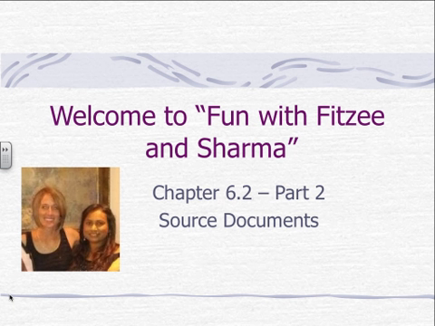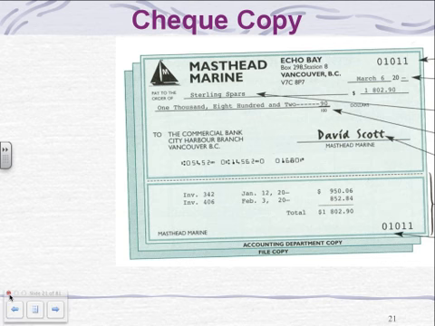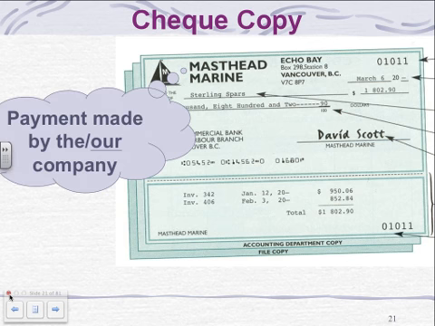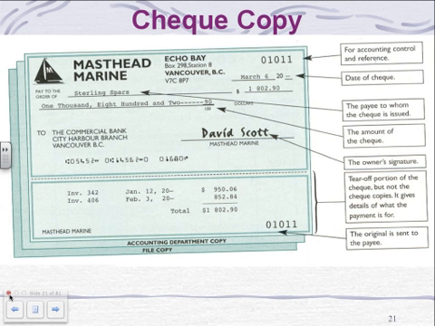As you recall, this is part 2 of chapter 6.2, source documents. So the first source document today is the check copy. Many of you have seen checks before through your parents and guardians when they write a check to somebody that they owe money to. So a check is when a payment is made by the company, in this case our company, known as Masthead Marine. There are different parts of the check, and we're just going to go through them real quick.